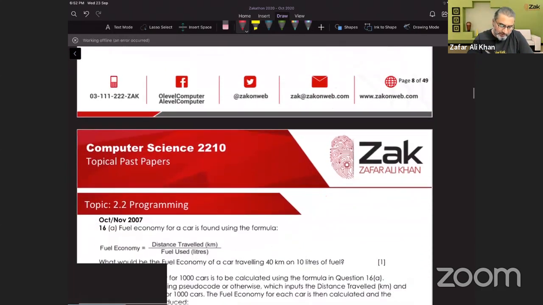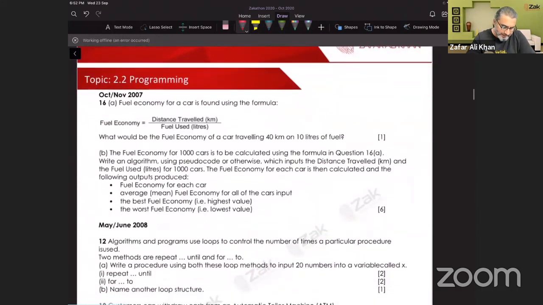Now look at this question. It says fuel economy for a car is found using this formula. Part B: the fuel economy for 1,000 cars is to be calculated. Write an algorithm using pseudocode or otherwise which inputs the distance traveled in kilometers and the fuel used for 1,000 cars. So this 1,000 is given in it. So this is actually format 1.